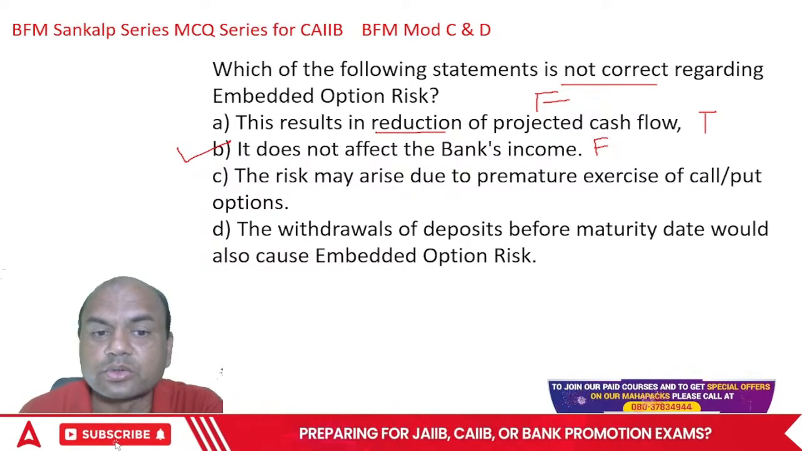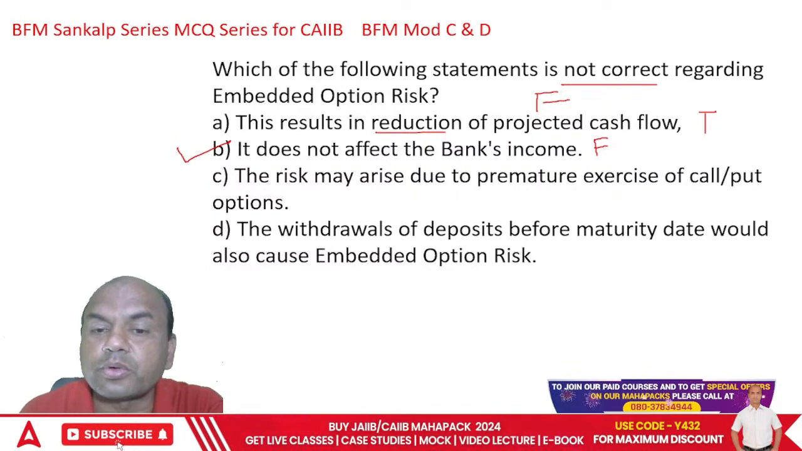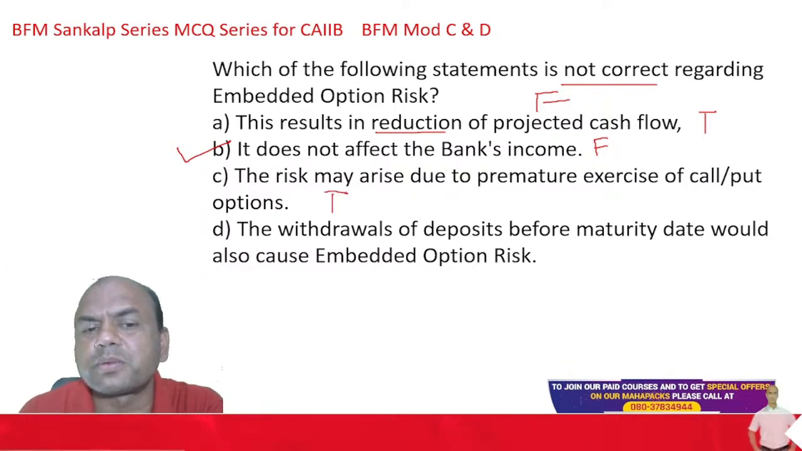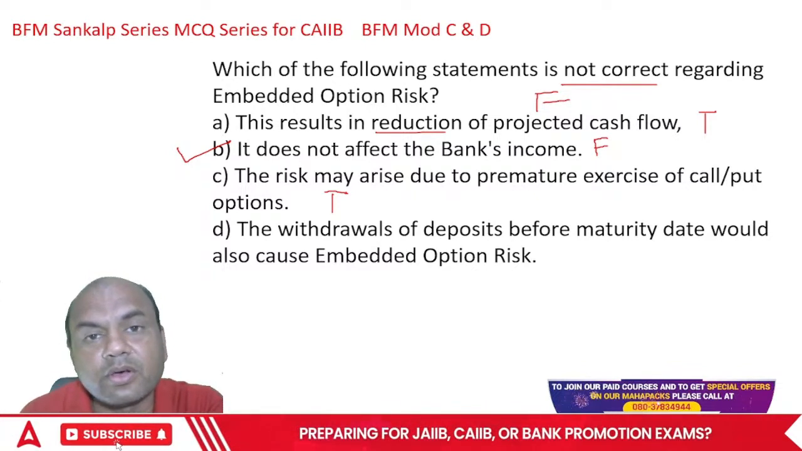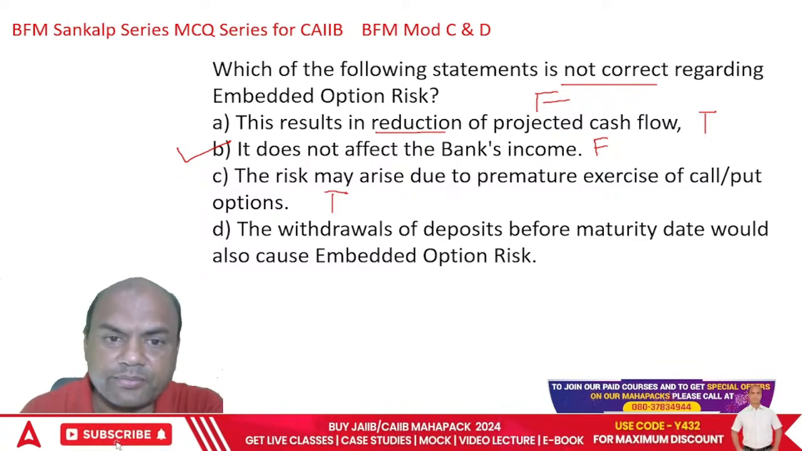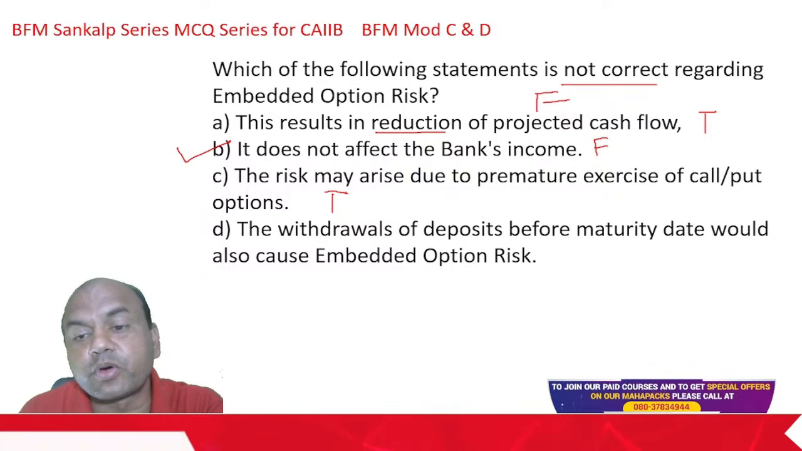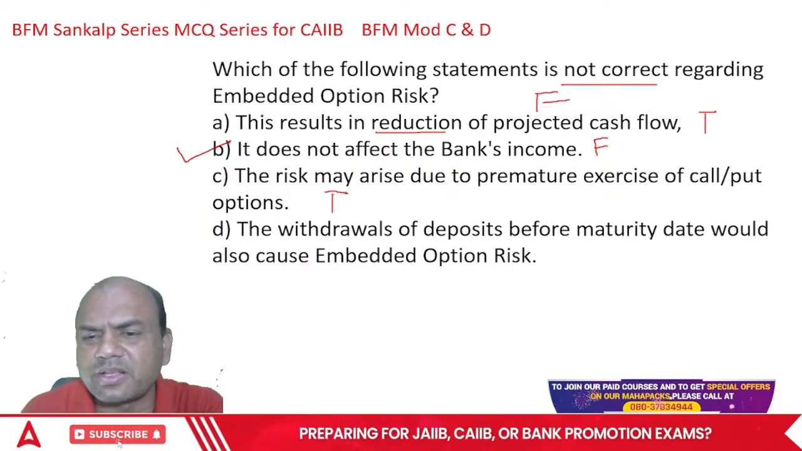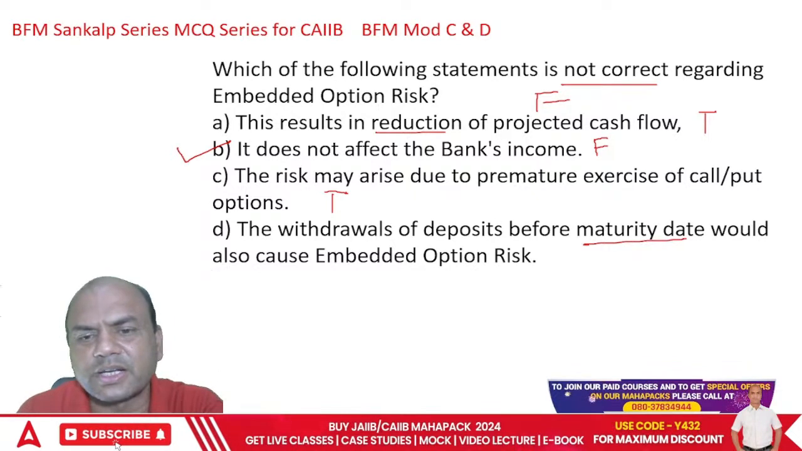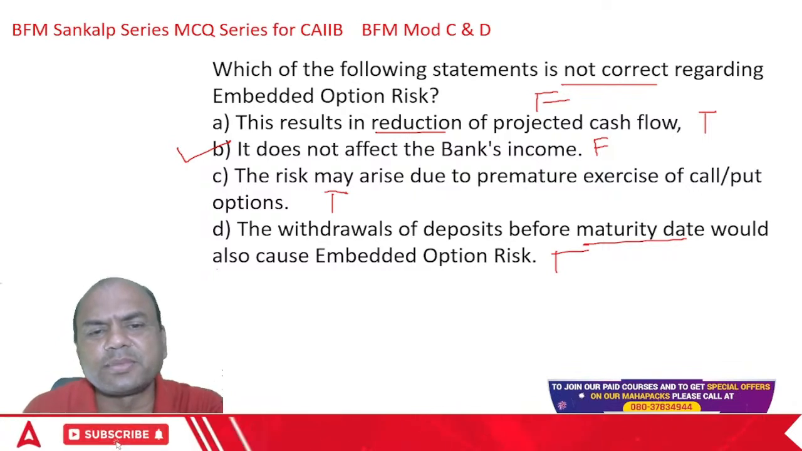If you want, I'll just go through it. Here, the risk may arise due to premature exercise of call put option. So that is true. What is call put option? Call put means the customer has a right to repay the loan or withdraw the cash. That is call put option. And D: the withdrawal of deposit before maturity date would also cause embedded option risk, isn't it? Just now we saw that. So that is also true. So that's why I said in the exam, don't even look at C and D. Immediately move on.